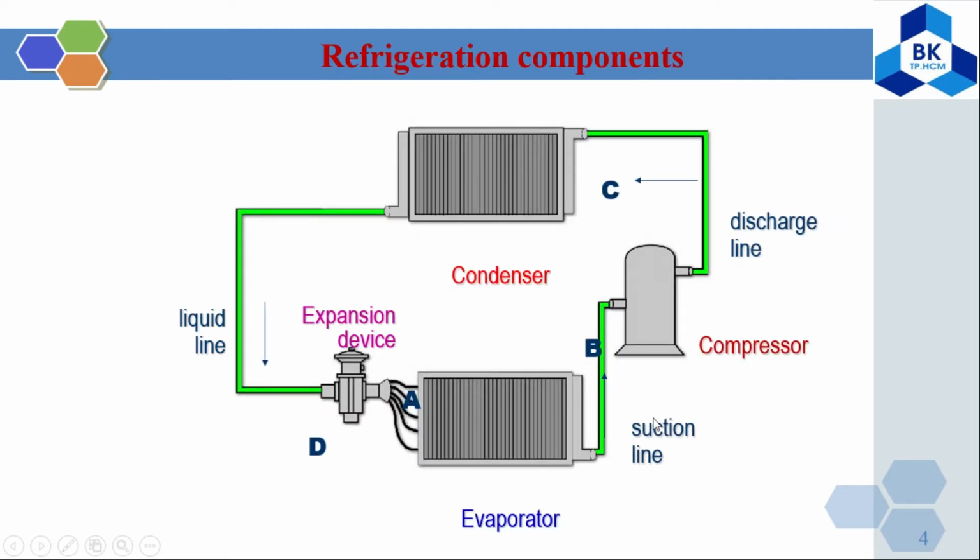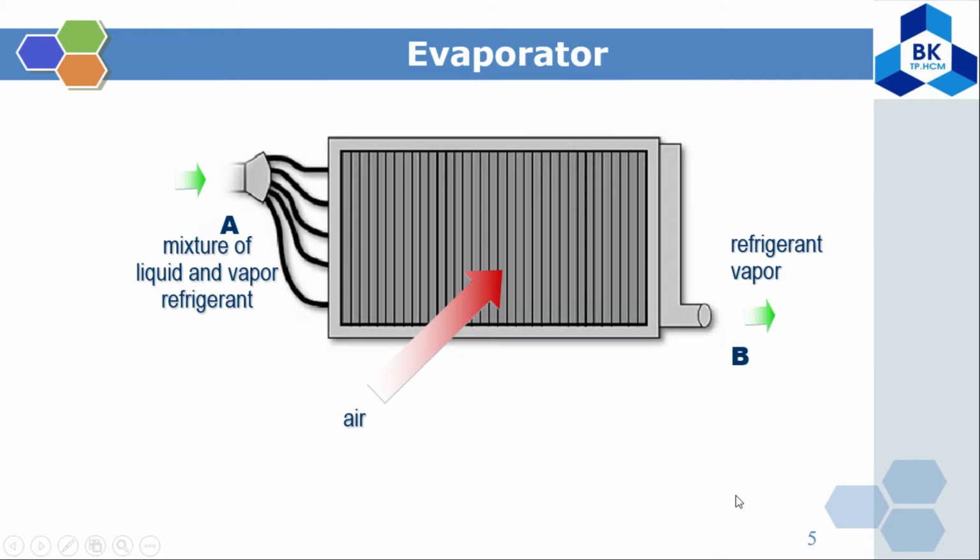For the components, as I just mentioned, we have the compressor, the condenser, the expansion device, and the evaporator. The evaporator is the device that absorbs the heat. The mixture of liquid and vapor refrigerant from the expansion device goes into the evaporator, and then it becomes refrigerant vapor. During the phase change from liquid to vapor, it absorbs the heat. I mean, the air goes through it and the heat is absorbed, and the air becomes cool and goes out of the system.